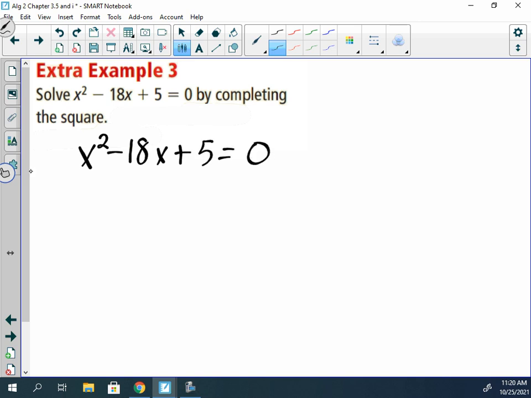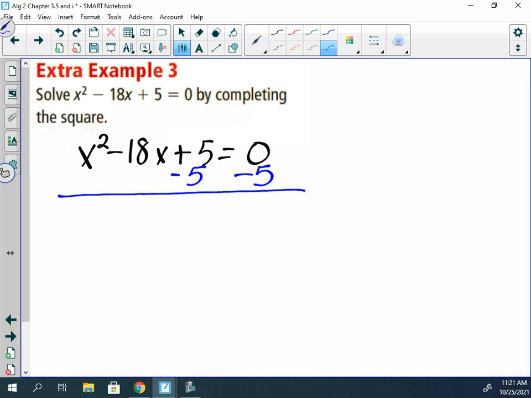We're going to look at one last one for today. This will be the last problem that we do together. So we're starting off with x squared minus 18x plus 5 is equal to 0. Now looking at this here, x squared minus 18x plus 5, that's not a perfect square trinomial. So we need to check to see, is a equal to 1? Yes.